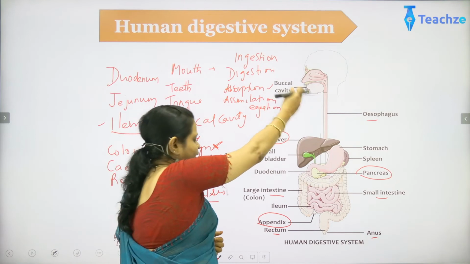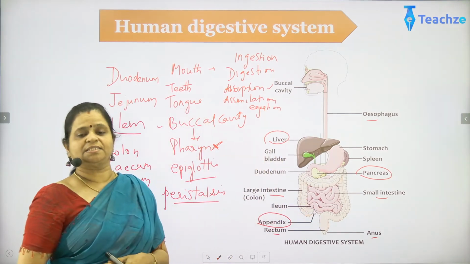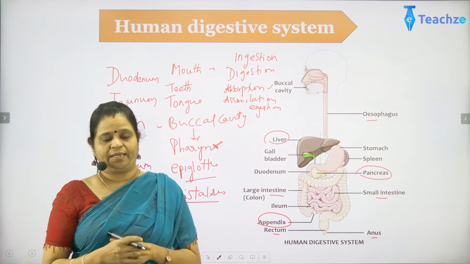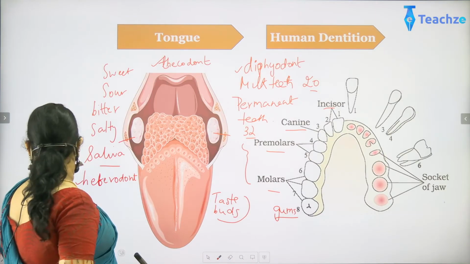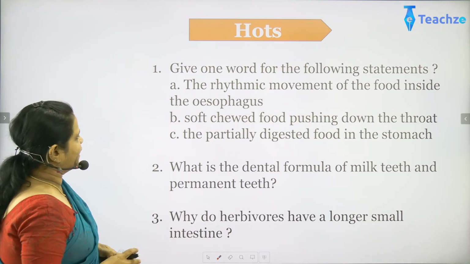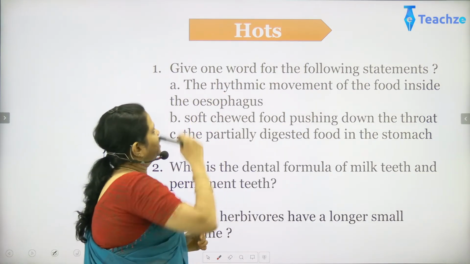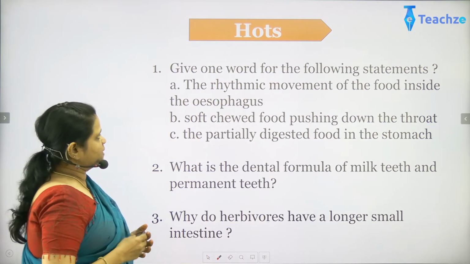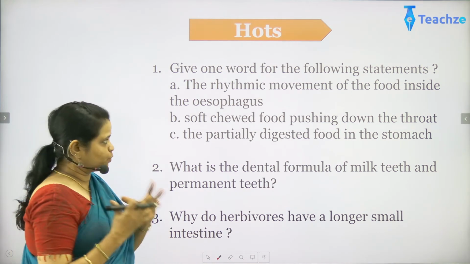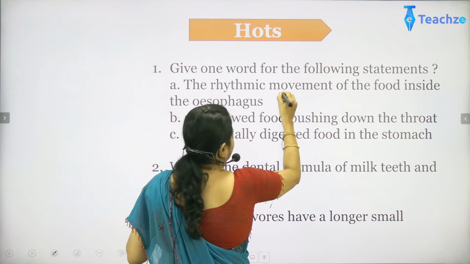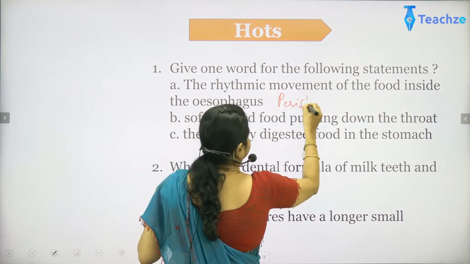So starting with the buccal cavity, it ends with the anus, that will be the alimentary canal. So let's take up a few questions on what we studied. Give one word for the following statements. The rhythmic movement of food inside the esophagus. So we saw the rhythmic movement, we call it peristalsis.